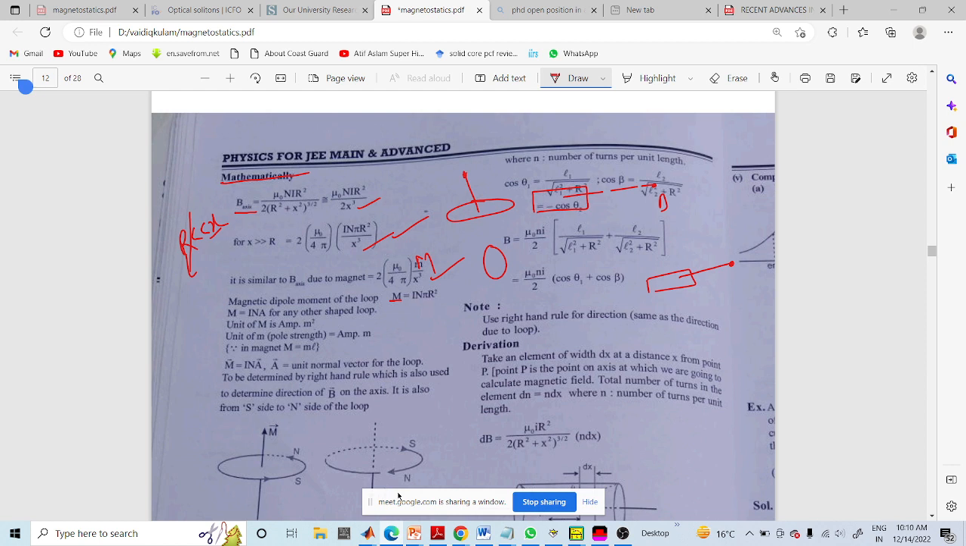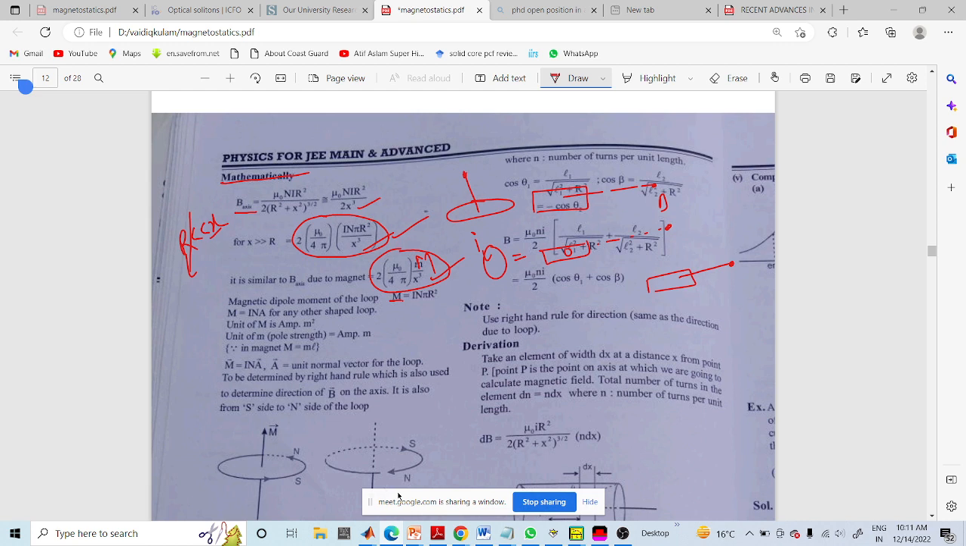We have a loop and current is flowing in it, so because of this loop it is equivalent to a magnet. So it is the same thing: this is a magnet, so what will be the magnetic field on the axis? It is similar to what we discussed in our first and second classes. Same thing is here, m, that is magnetic dipole moment, we know. This result comes from the loop, and this result came from the magnetic dipole moment, or because of the magnet.